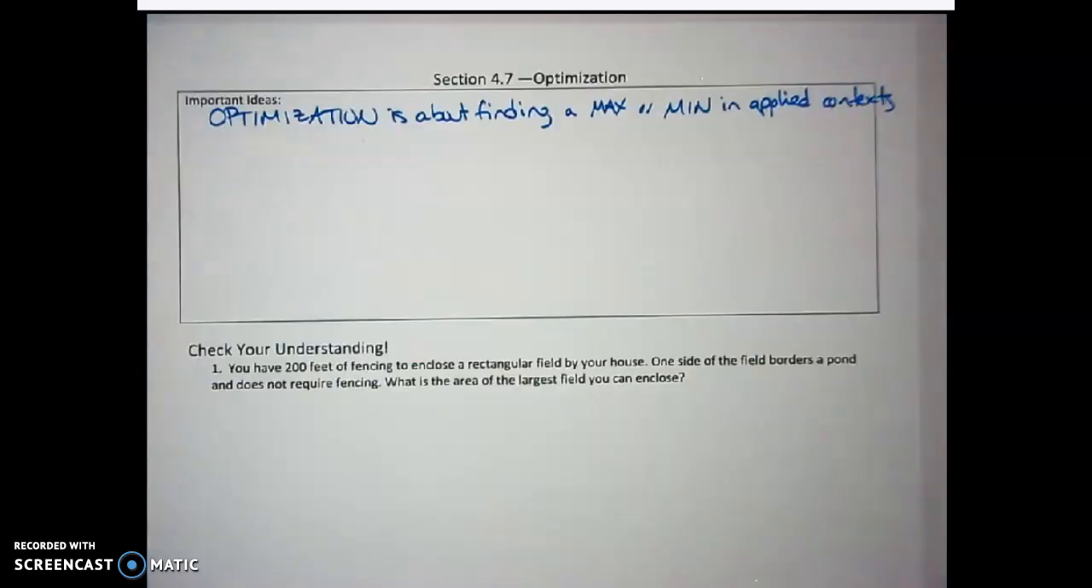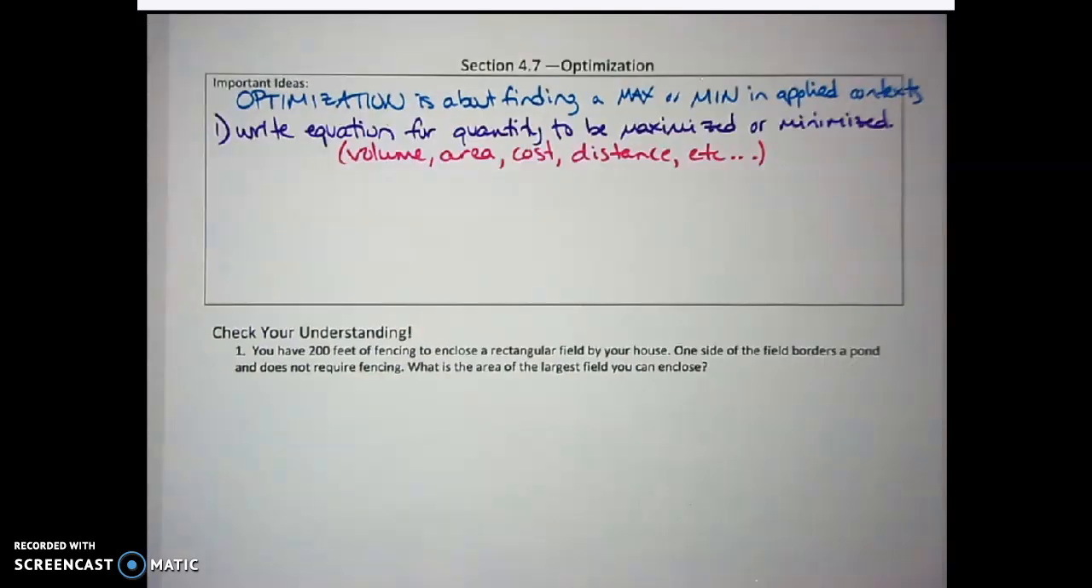As I said before, optimization is about finding a maximum or a minimum in some applied contexts. So what are the steps to go about doing this? The first thing, we need to write an equation for the quantity to be maximized or minimized. This could be an equation for a volume, an area, cost, distance, whatever equation that has you wanting to maximize or minimize something. Secondly, you're going to use any constraints that it gives you to find a relationship between the variables.